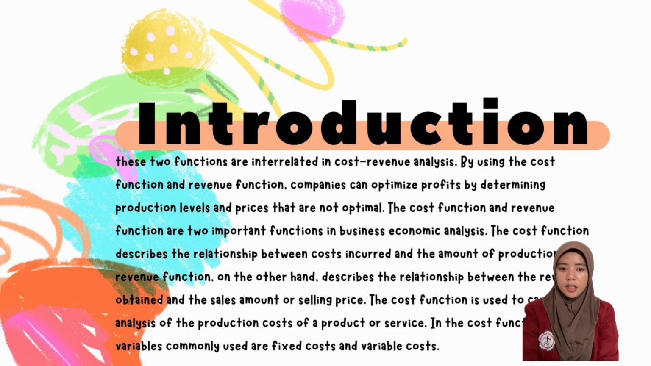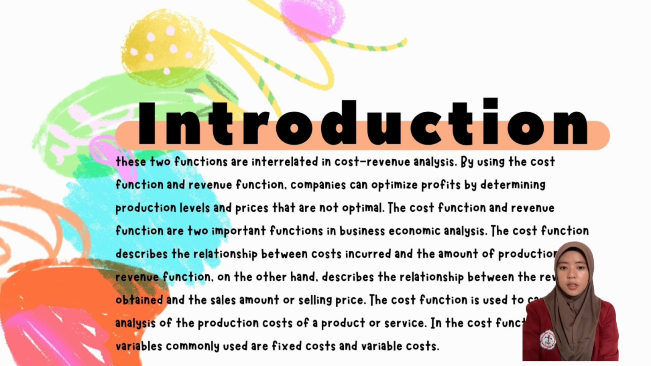These two functions are used in cost revenue analysis. Companies can optimize profits by determining optimal production levels and prices. The cost function and revenue function are two important functions in business economic analysis. The cost function describes the relationship between costs incurred and the amount of production. The revenue function, on the other hand, describes the relationship between the revenue obtained and the sales amount or selling price.